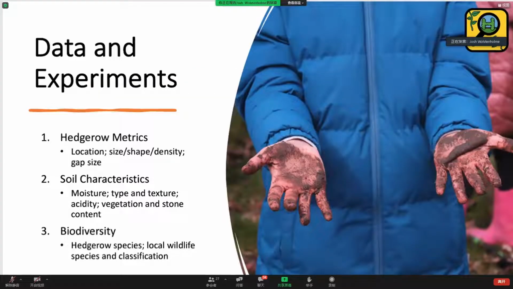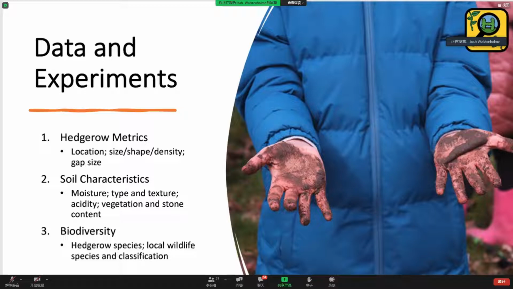So Hedge Hunters includes a smartphone device or similar to contribute new data into a database of hedgerow characteristics. So these are things like the location of the hedge, which is collected automatically from the GPS in the device, size, shape, density, gap size. And we've also got soil characteristics. So things like the moisture, the type and texture, acidity, vegetation, stone content, including performing little experiments like the person in the picture has done there, or like a little sausage.